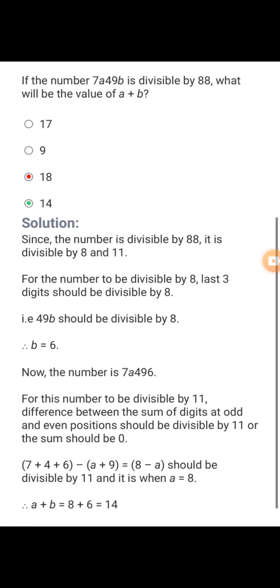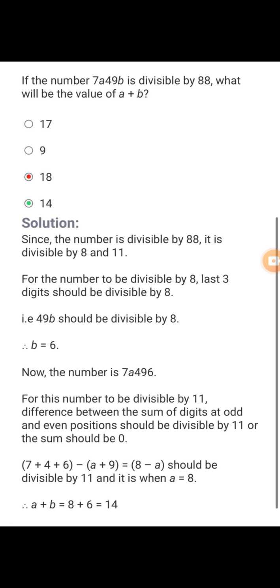So we take the sum of the digits in the odd places, which is 7 plus 4 plus 6, and the sum of digits in the even places, that is a plus 9. The difference of the two should be either 0 or divisible by 11. So we write that as 7 plus 4 plus 6 minus a plus 9, that is 8 minus a, should be divisible by 11 or it should be 0.